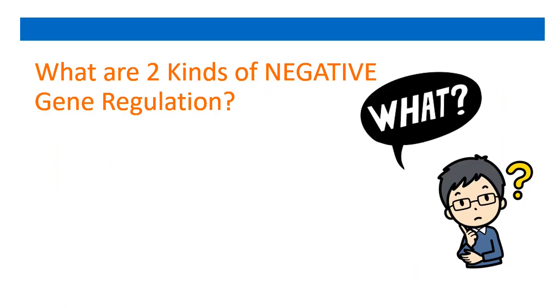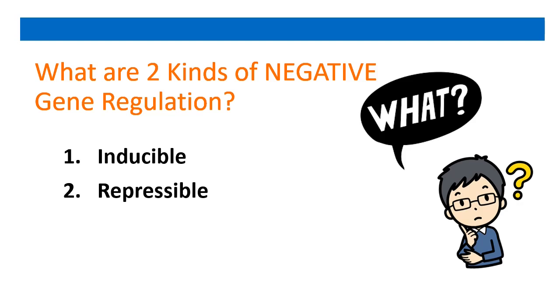So let's now look at the kinds of negative gene regulation. We are now done with comparing the positive and the negative gene regulation, and we'll be going back to the positive gene regulation a little bit later when we look at the lactose operon. But let's now take note of two kinds of negative gene regulation, letter I and letter R. And what are those? The first one is called inducible gene regulation. The other one is repressible gene regulation.